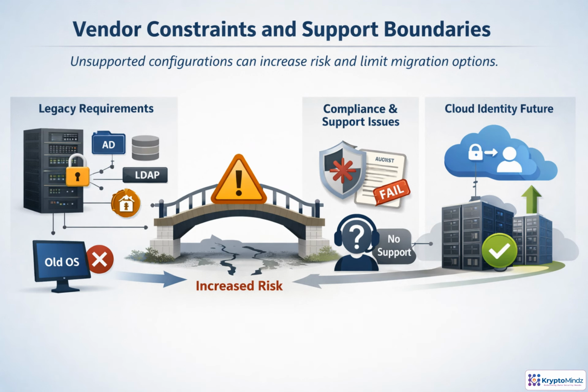Vendor support can be the hidden constraint in an identity migration. Imagine a finance application that still requires AD groups, LDAP, Kerberos, and domain-joined Windows servers. You might prove a cloud workaround in testing, but the vendor may still call it unsupported. That changes the risk profile. During an outage, you may lose escalation rights, audit confidence, or compliance coverage.